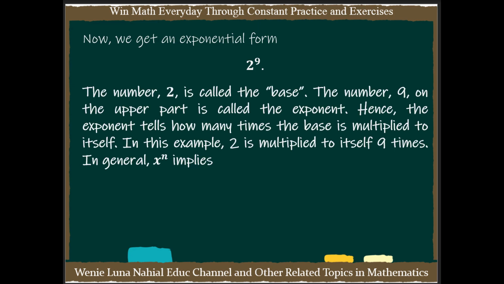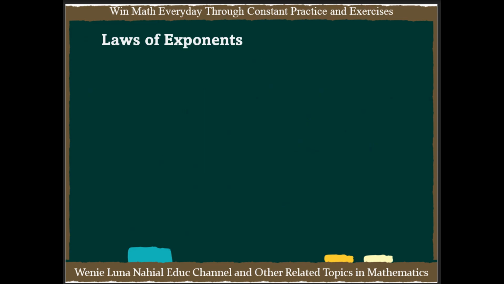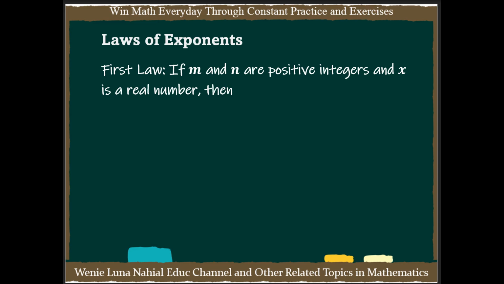Then the number 2 is called the base. The number 9 on the upper part is called the exponent. Hence, the exponent tells how many times the base is multiplied to itself. In this example, 2 is multiplied to itself 9 times. In general, x raised to n implies that x is multiplied to itself n times.